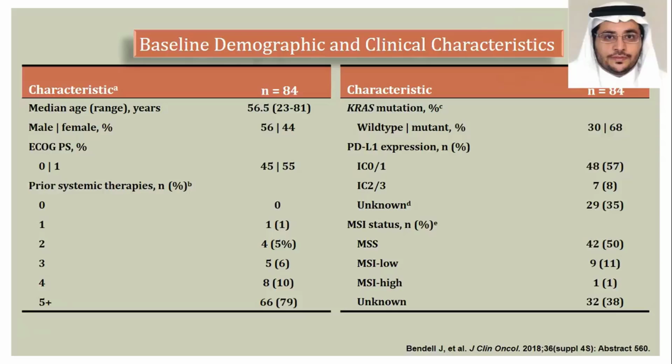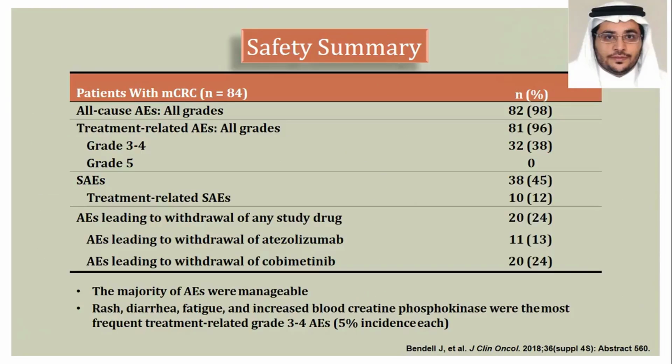80% received 5 lines of therapy, and I don't know about this 5 lines of therapy, usually it's 3 or 4, but they gave up to 5 lines of therapy, and this is the majority of patients. If you look at the wild type, it was 30%, and the mutant was 68%. And again, MSI high is 1%, compared to MSS, which is our usual patient, at almost 50%.